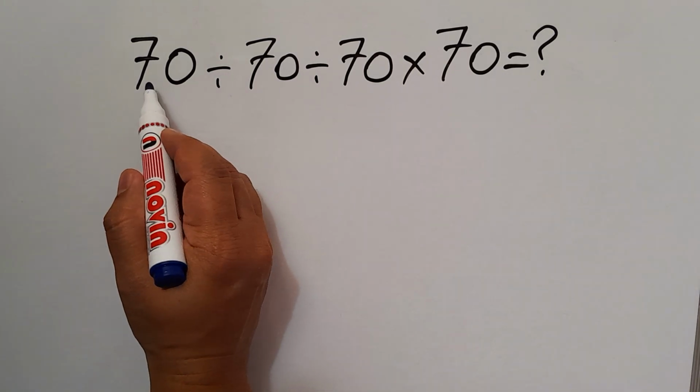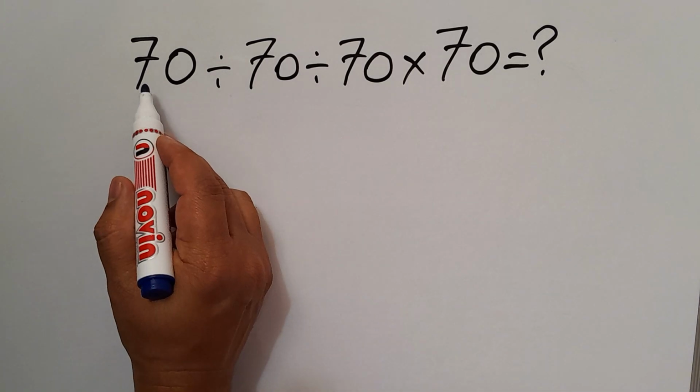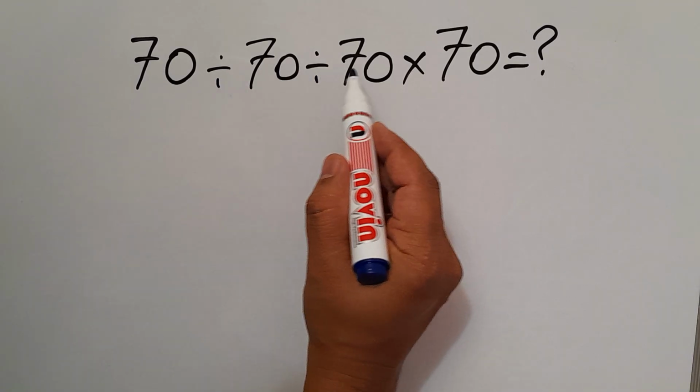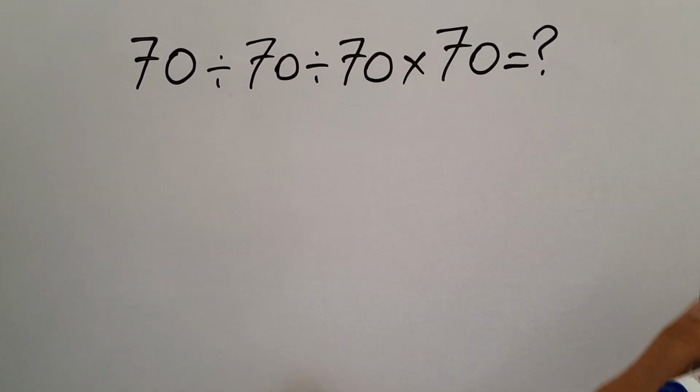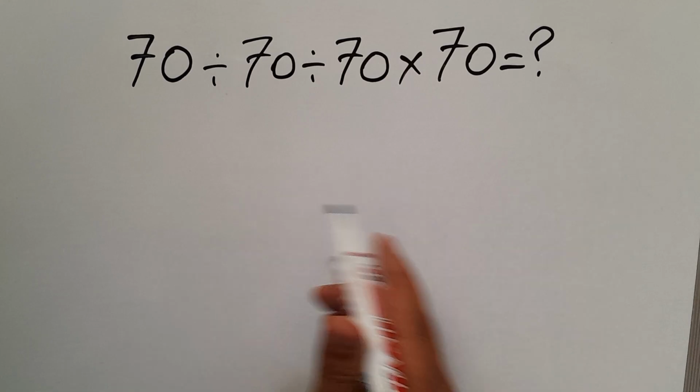In this video we want to find the value of this expression: 70 divided by 70 divided by 70 times 70. Are you ready to solve? Let's go ahead and get started.